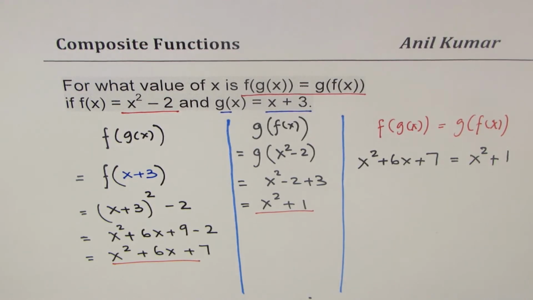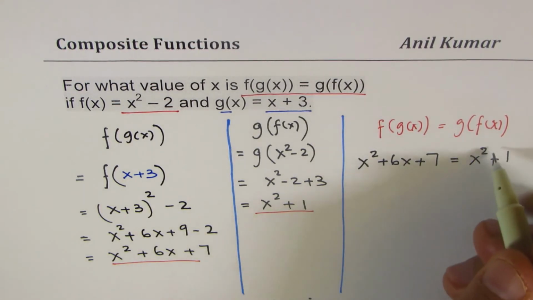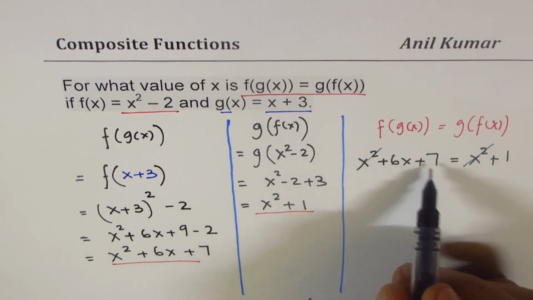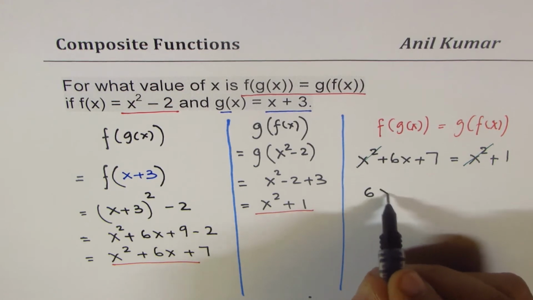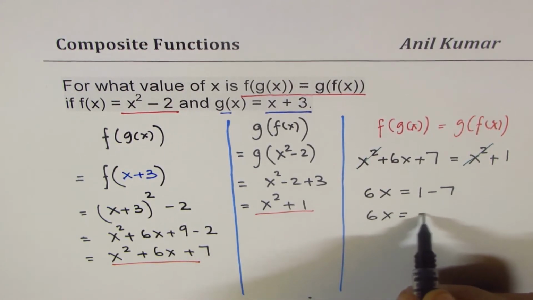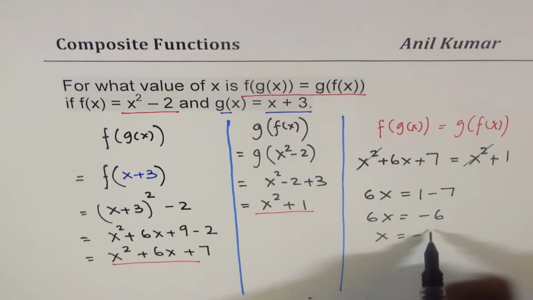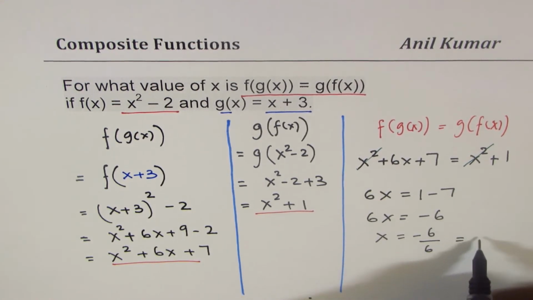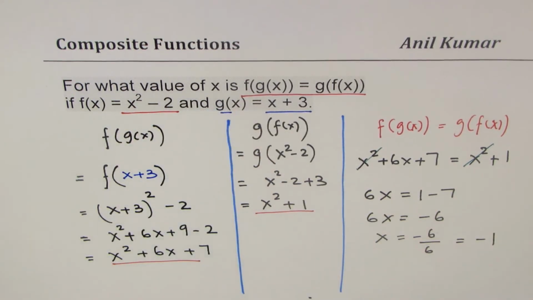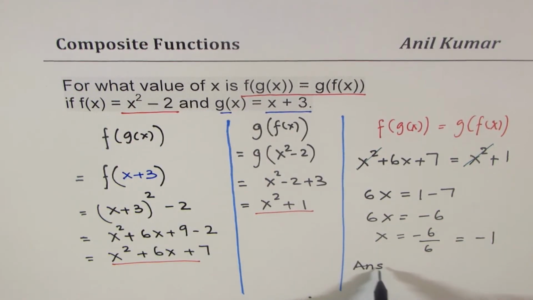Now x squared and x squared cancel. So what are you left with? You're left with 6x plus 7 equals 1, or you can say 6x equals 1 minus 7, 6x equals minus 6, x equals minus 6 over 6, which is minus 1. We just need to find the value of x, and therefore our answer is x equals minus 1.